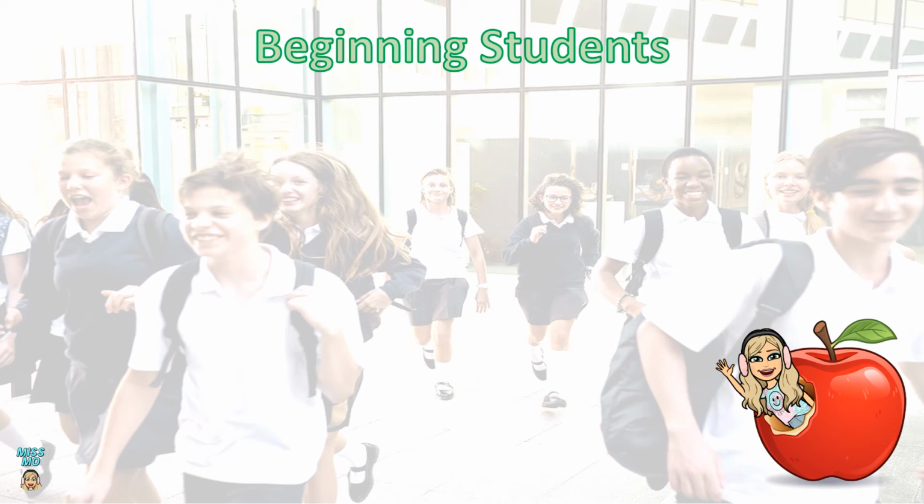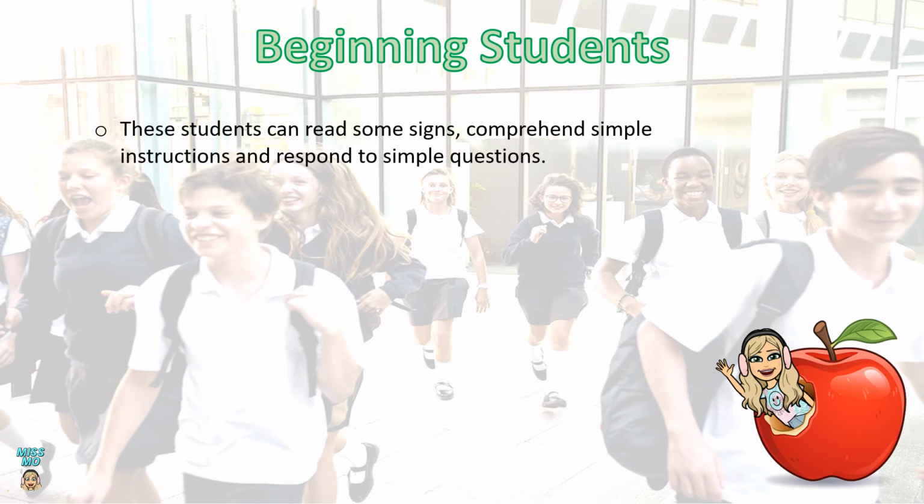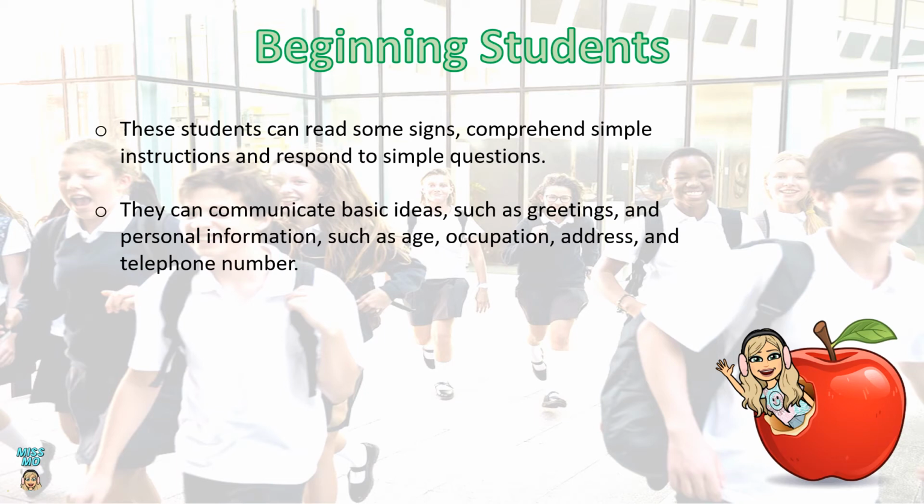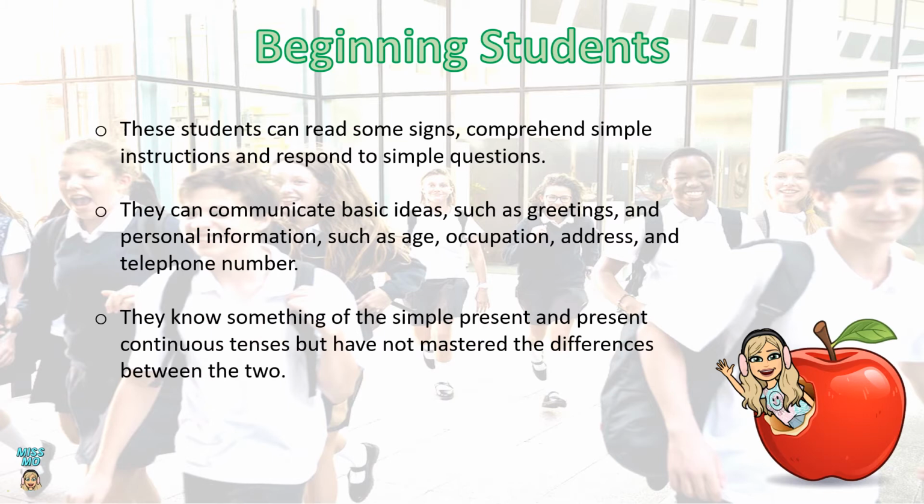The beginning students. These students can read some signs, comprehend simple instructions, and respond to simple questions. They can communicate basic ideas such as greetings and personal information such as age, occupation, address, and telephone number. They know something of the simple present and present continuous tenses, but have not mastered the differences between the two.